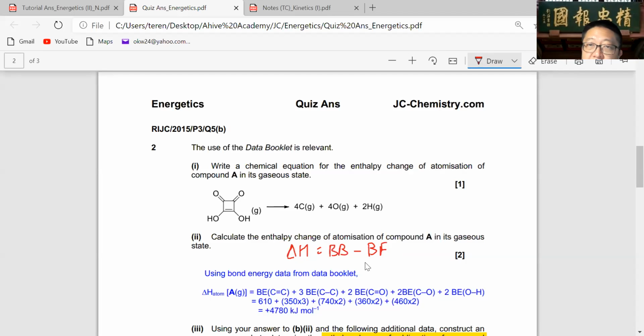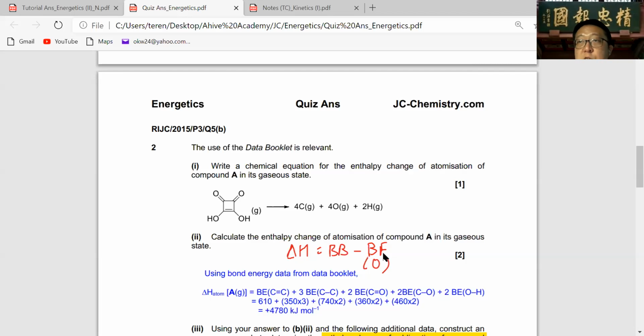You look at this question carefully, this portion is 0. There's no bond formed already, right? Enthalpy change of atomization is where you actually change all of them. You atomize it, that means you change them into the elemental form in the gaseous state, isolated atoms. So there are no more bonds forming. So 0. So you only focus on BB, all the bond breaking, for enthalpy change of atomization. So it's 4780.